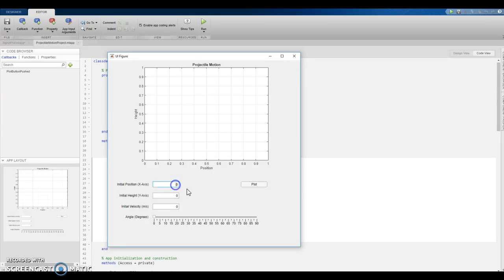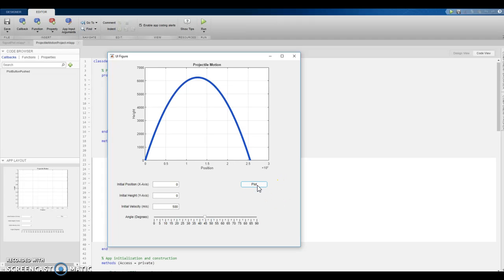The user inputs where he wants to start on the different axes, the initial velocity. Let's go with 500 meters per second. And then I used a slider for the angle so that the user wouldn't exceed the acceptable range of degrees. Start with, let's just do 45 and press plot, and it launches.